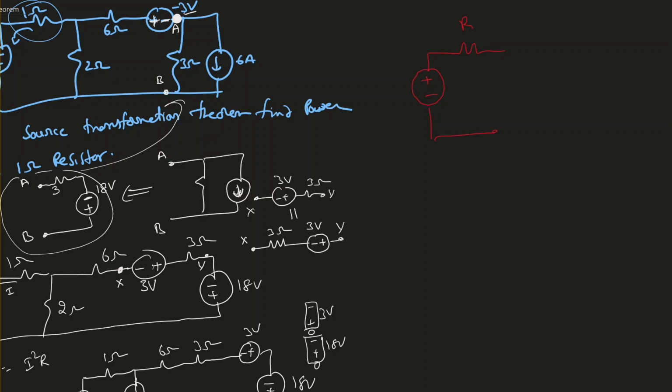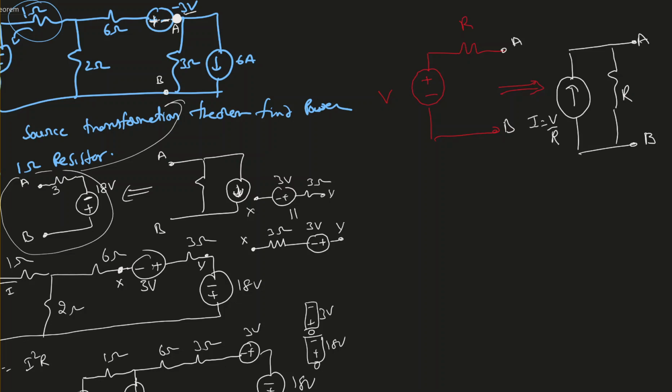So this is R ohm and a voltage source. We can convert this into a current source in parallel with a resistor. So these are the AB terminals, and the AB terminals are going to be the same. Now a voltage source is converted into a current source, and the resistance value in both circuits is the same, but this I value is I equal to V over R. And at the same time we can do the vice versa.